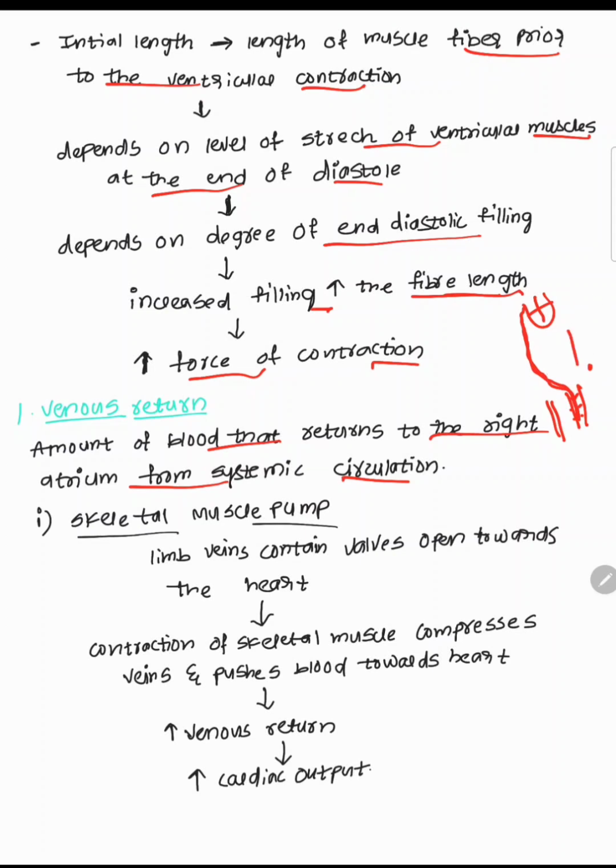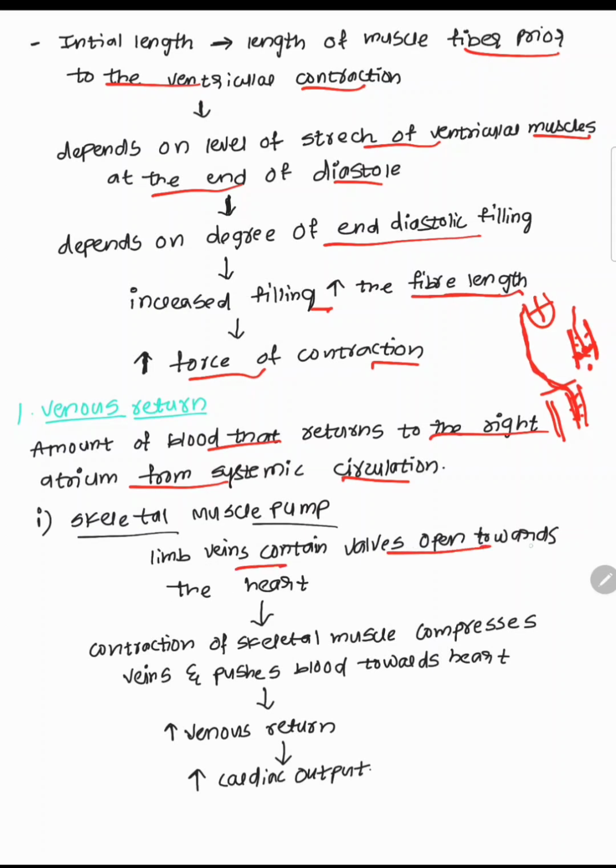So what happens if this is the lower limb and this is the muscle? In between the muscles there will be veins. When the muscle gets compressed, the veins also get compressed, right? When veins are compressed, the blood within the veins moves towards the heart, so there will be an increase in venous return and an increase in cardiac output. That is the skeletal muscle pump.